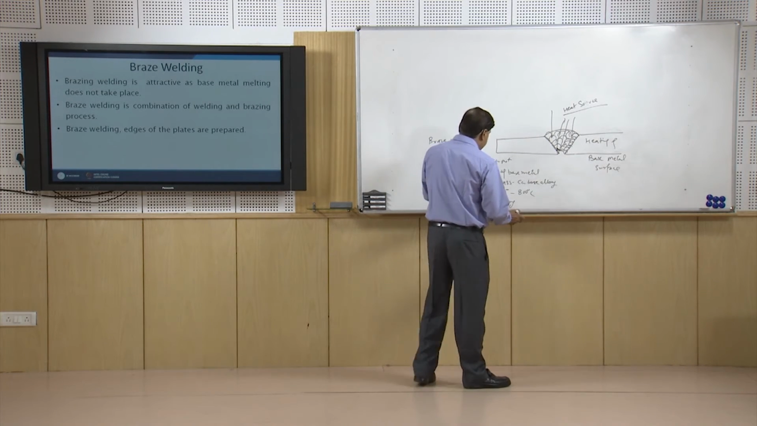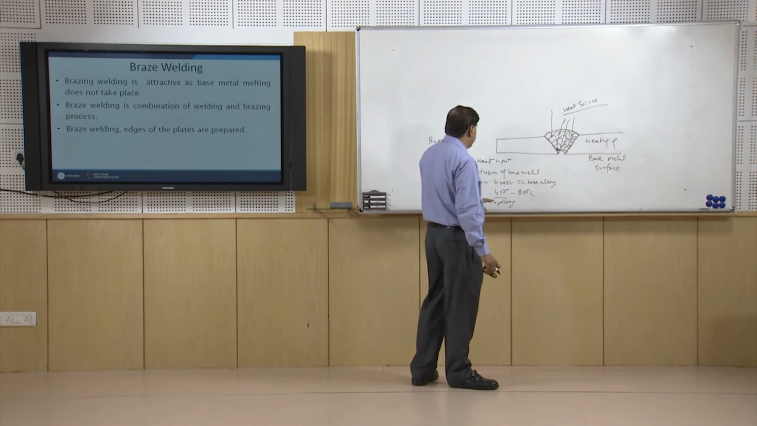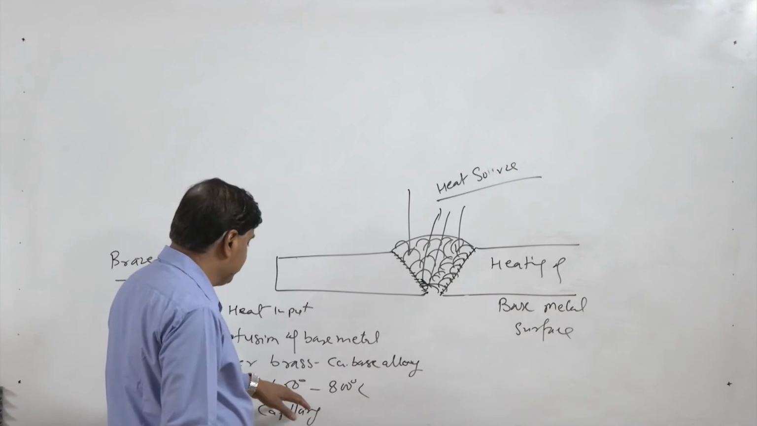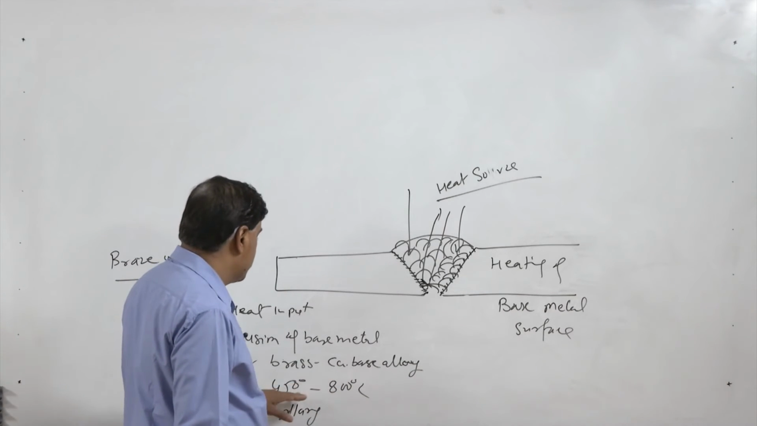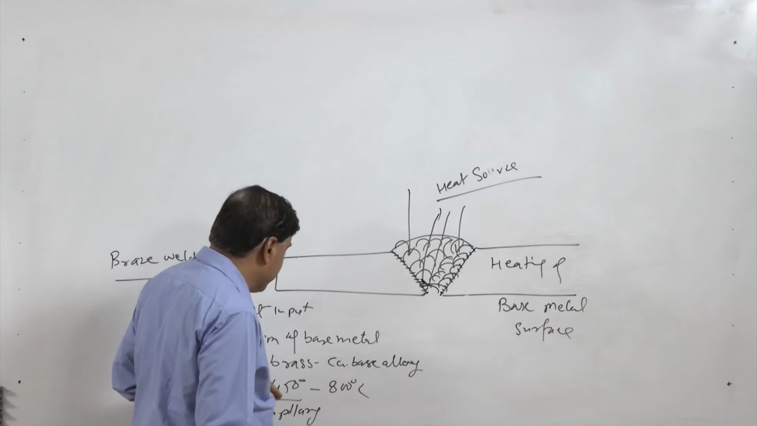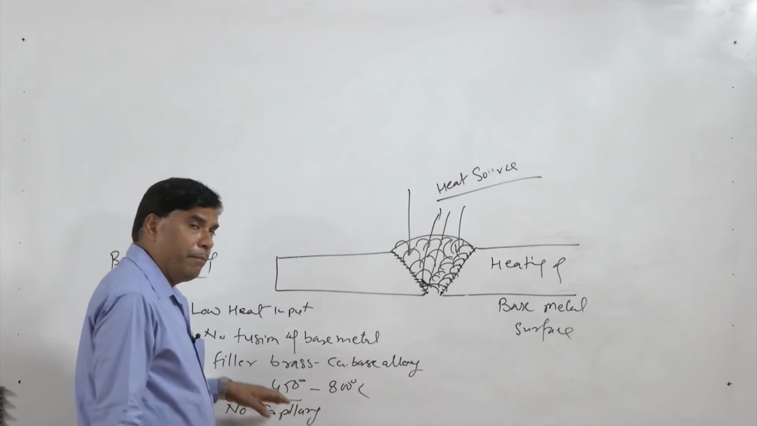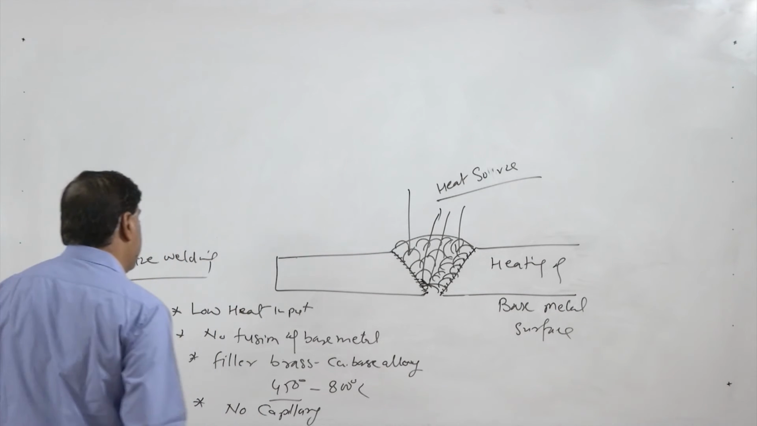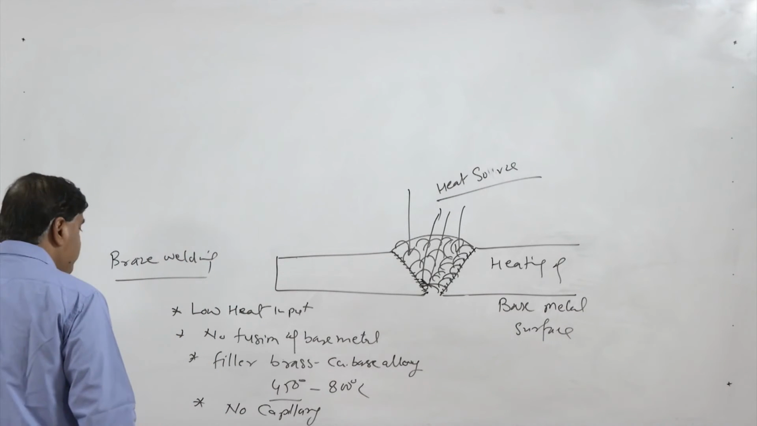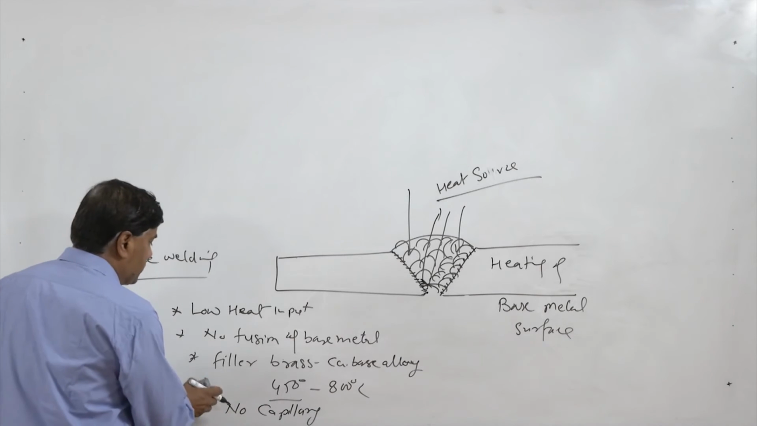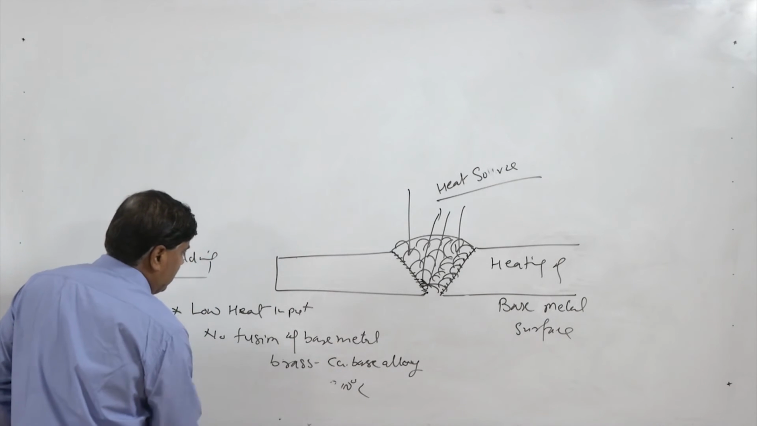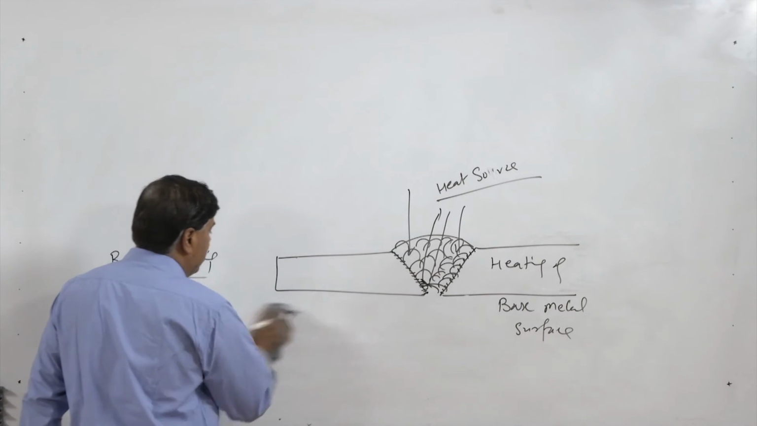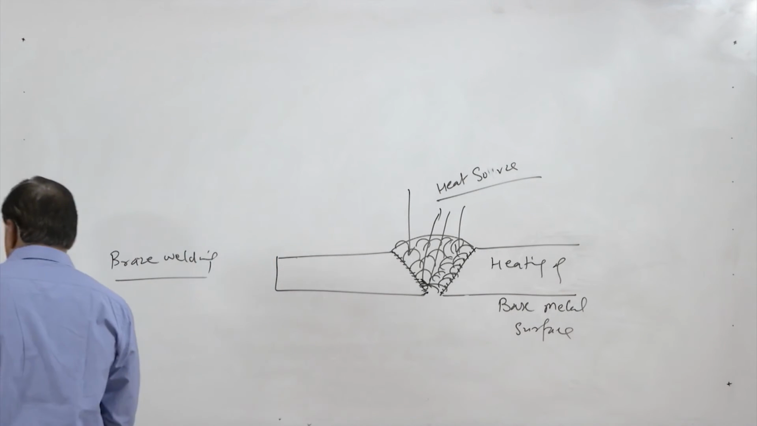In this case, if we see, there is no role of capillary action. The filler rod, whatever is applied, melts at, obviously, this is brass. So, the melting temperature range, meaning the liquidus temperature range, is from 450 to 800 degrees centigrade, and the filler metal which is used is brass, and there is no fusion of the base metal, only fusion of the filler takes place, and the heat input is very low.